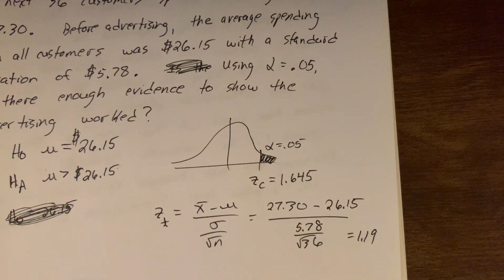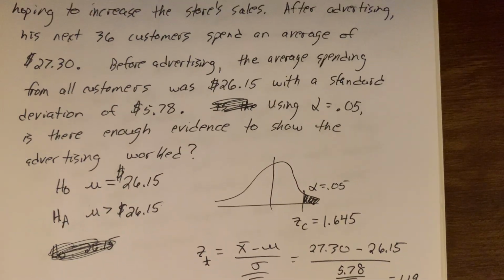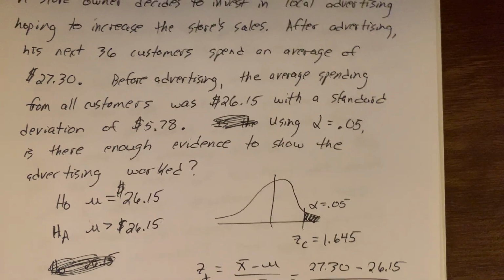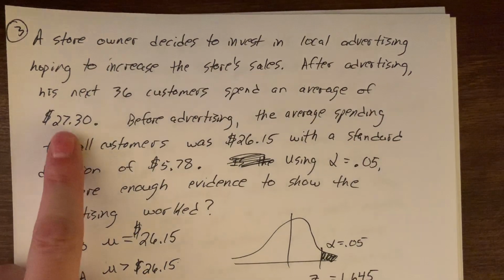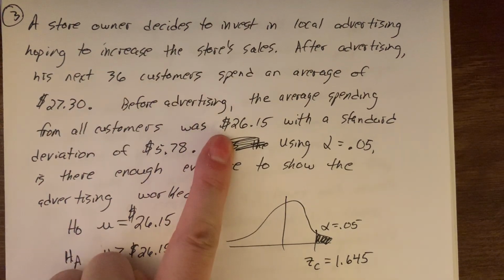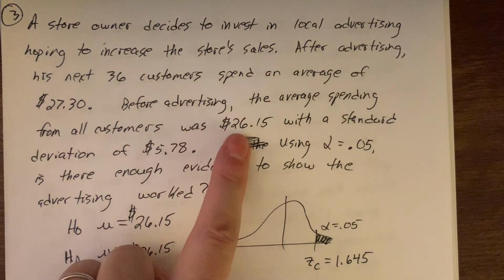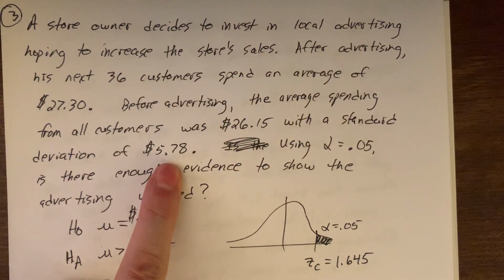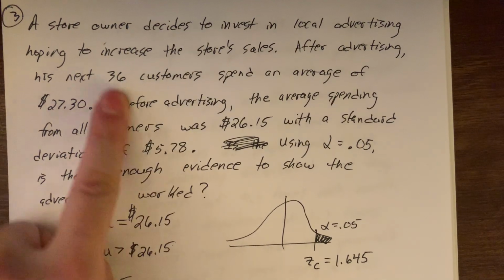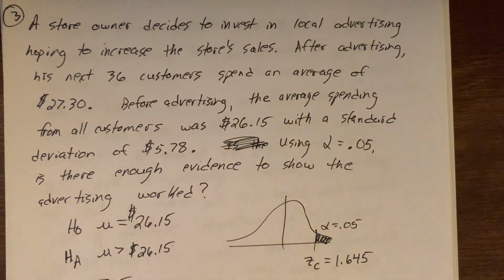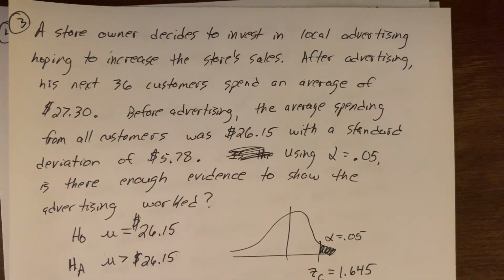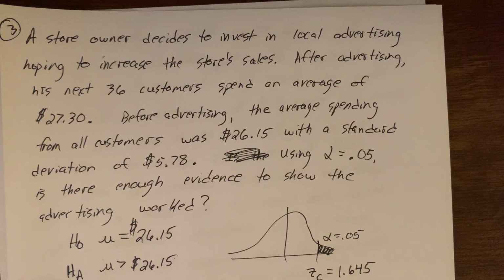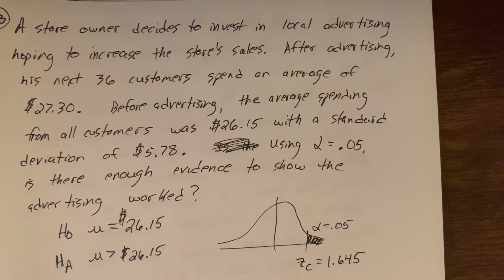We compare. And this is exactly what I was saying on the previous page, everybody. It's easy just to look and say, look, these people are spending more money than they used to, so the advertising worked. But it's only 36 customers. And we had a pretty big standard deviation. So again, maybe I just got lucky with these 36 customers. Maybe my next 36 customers will only spend $25 on average. So that's the idea behind all this.